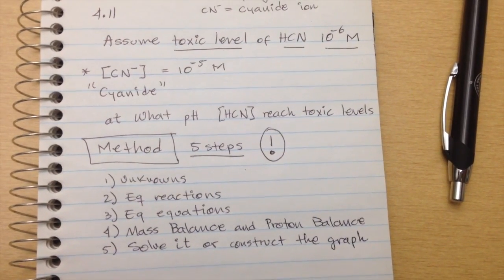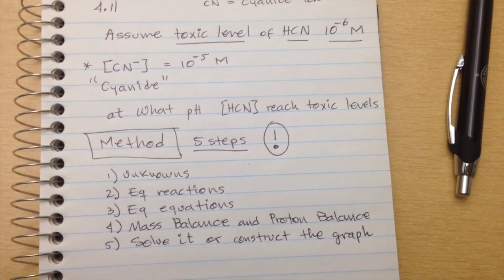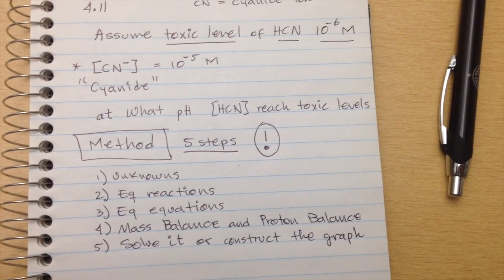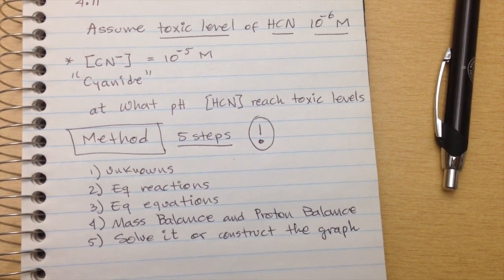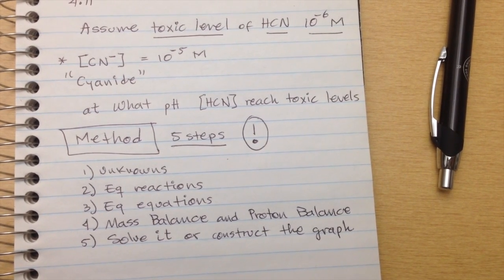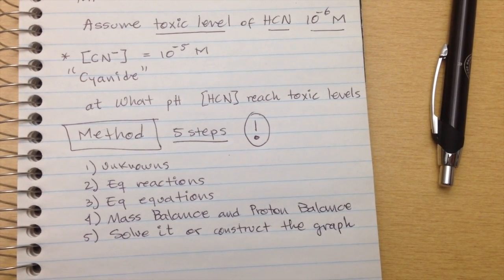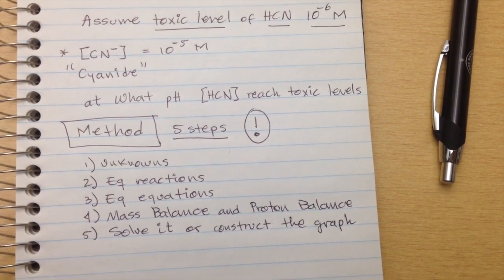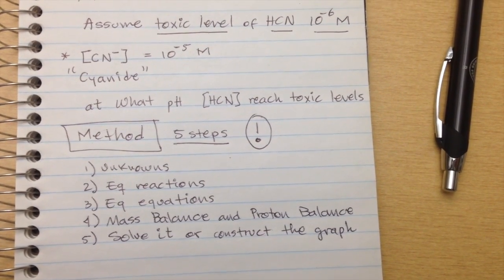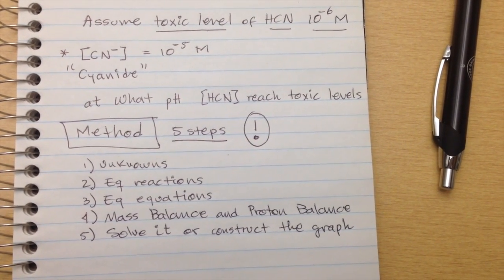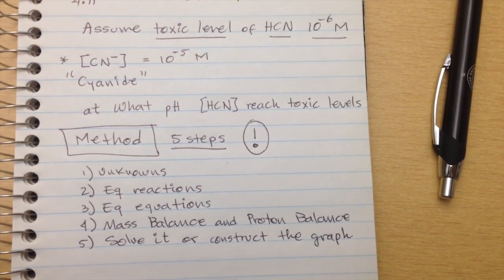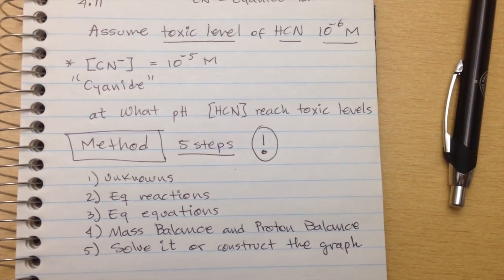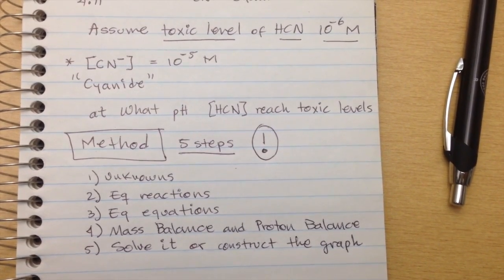To solve the problem, we're going to follow the method. Remember the 5 steps. Write the unknowns. Next, write the equilibrium reactions. Next step, write the equilibrium equations. Fourth step, do the mass balance and the proton balance. And the fifth is solve it or construct the graph, in this case the pH diagram.